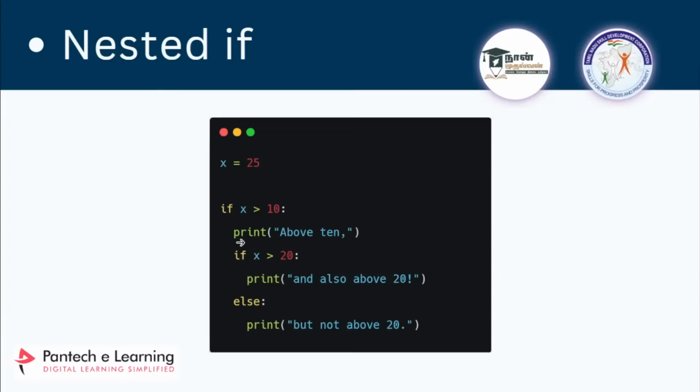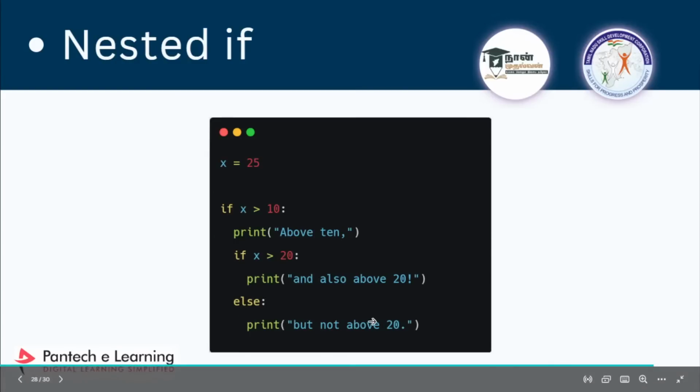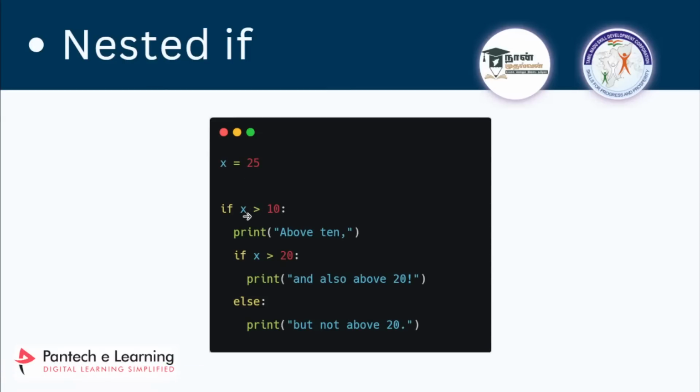And then next, in that same body, I'm checking another conditional statement. I'm giving another if. So there I'm checking x is greater than 20. If it is greater than 20, it is going to give this output. And I'm creating an else here for this if statement, print but not about 20. So what will happen is x is equal to 25. It is going to check whether 25 is greater than 10. True. So it is printing about 10.